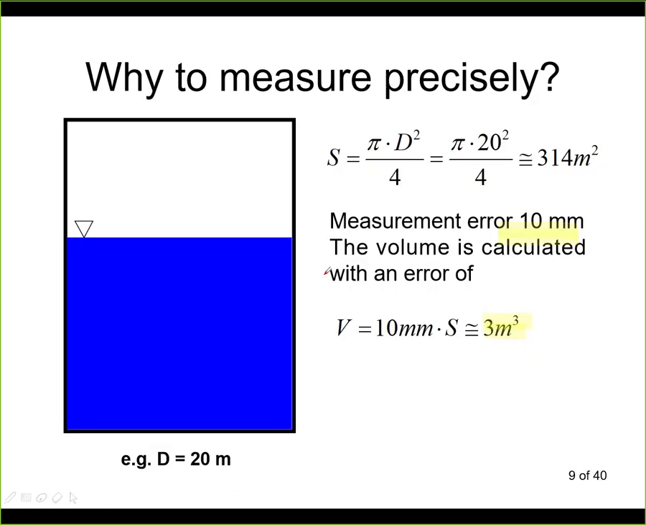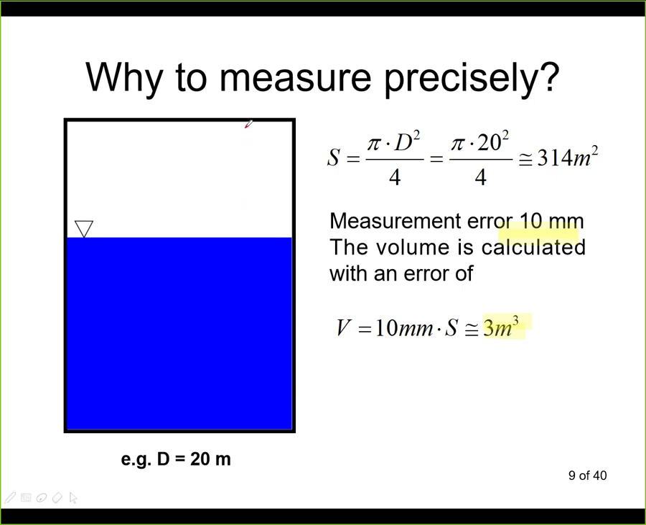Before we start, let's just see why we need to measure liquid level precisely. It's related to the error that you can have in the measurements. Imagine that we have a large tank. Let's say the diameter is 20 meters. You want to store some product, and you want to know exactly how much of the product you have in the tank so that you can sell it.